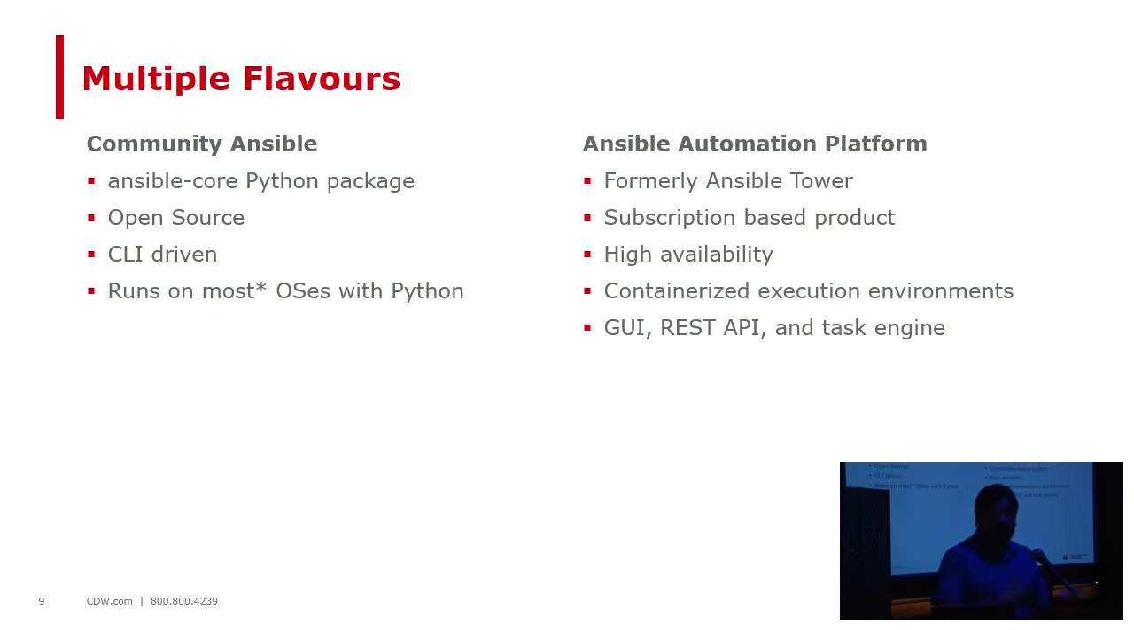Ansible comes in multiple flavors. There is the community Ansible, which if you've installed from the Python command line and used ansible-core, is probably what you're used to. Open source, command line driven, and runs on, we'll say, most OSs. That asterisk is because it doesn't run natively on Windows, so you get around that with WSL like I do, or you run it in some sort of container or other virtualization. There's also AAP, which is formerly Ansible Tower, if you're familiar with that.